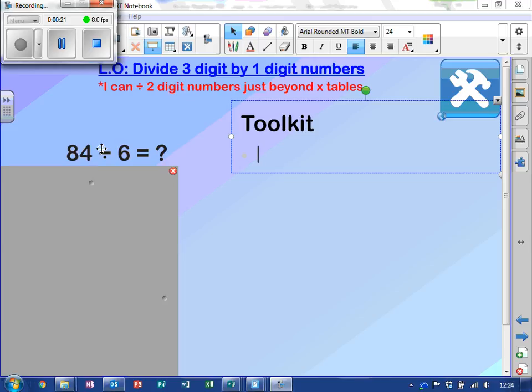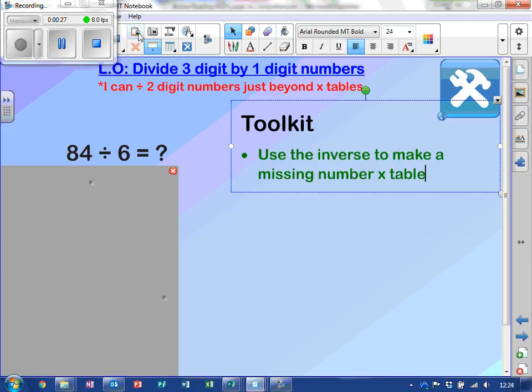So when we get a question like this, the first thing we are going to do is use the inverse. We know the inverse, the opposite of multiplication is division, and the opposite of division is multiplication. So 84 divided by 6, the inverse of that is something times 6 equals 84. And we're going to use this to help us find the answer to the original question.